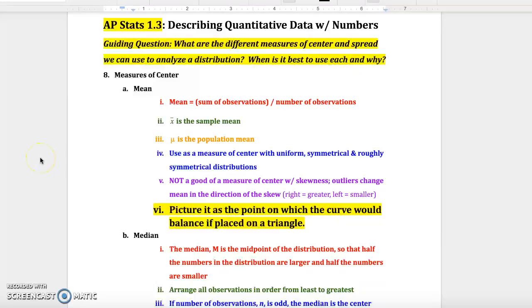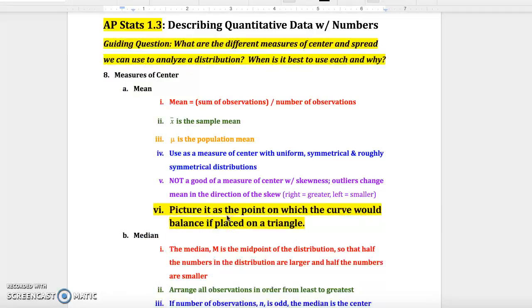It's a measure of center with uniform, symmetrical, and roughly symmetrical distributions. In that case, the mean equals the median if it's perfectly symmetrical. It gives us a lot of information if it is symmetrical, so we will prefer it to the median as we move forward and look at how to calculate the percent of a total distribution that's within a certain area due to the symmetry. It's not a good measure with skewness. So when we have any skewness, we're going to use the median.